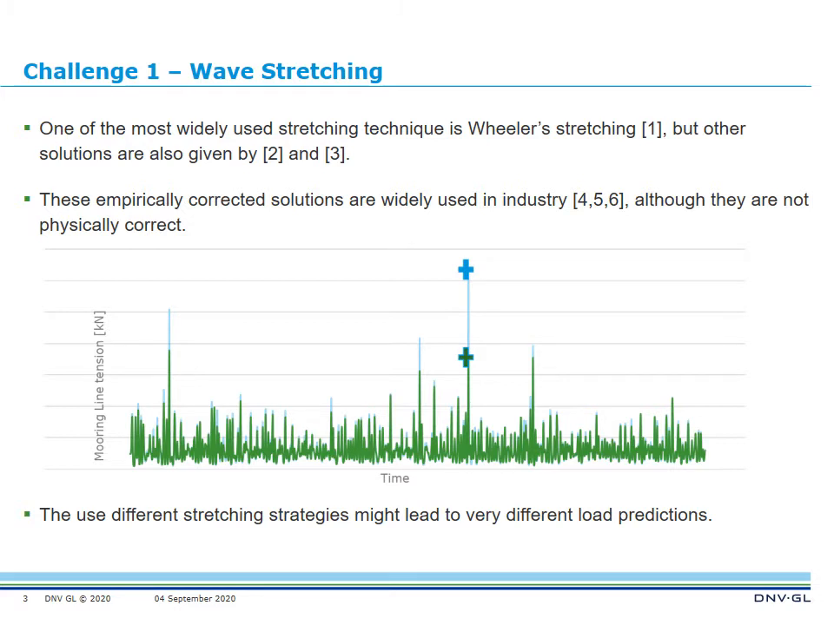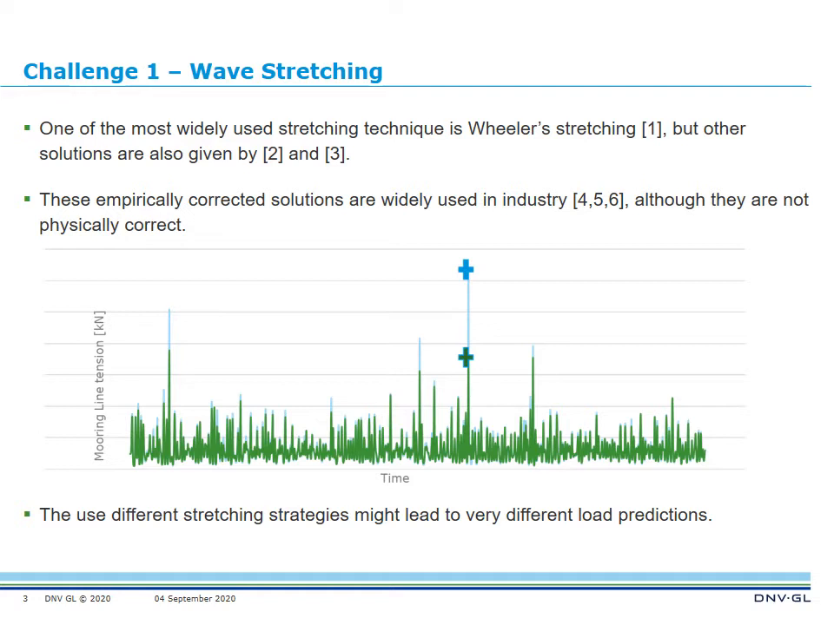So the challenge that we had in this recent project is that we used two different stretching techniques, and we obtained two very different results, in this case regarding tension in the mooring lines of the floating platform. So this is what's shown in this figure, which shows two time series of mooring line tension. One is calculated with one stretching technique, the other one with a different one, and you can see that the differences between the tensions predicted in the two cases are quite significant.